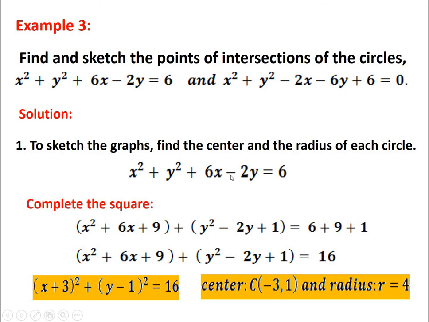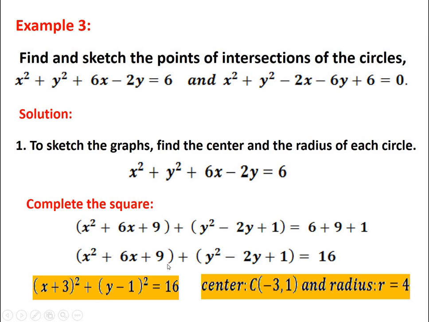On the other side, for y, we have y squared minus 2y. The same process, get the value of the middle term, the coefficient, and divide it by 2. It's negative 2 divided by 2, it's negative 1. Then squared, it is positive 1. Whatever you do to the left, you must also do to your right. So you add 9 and you add 1, so we have 6 plus 9 plus 1. So we have 16.